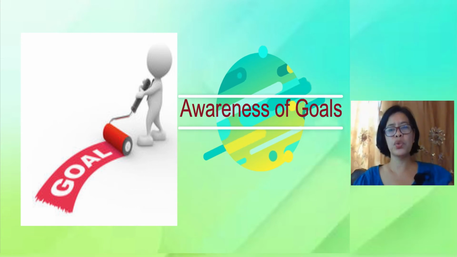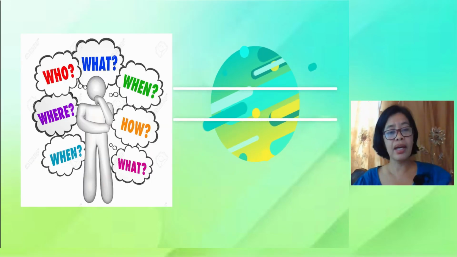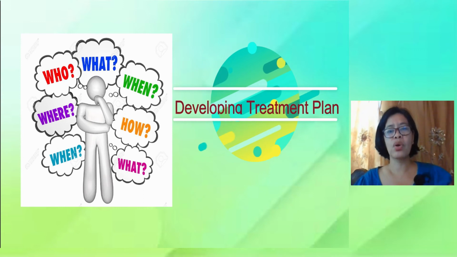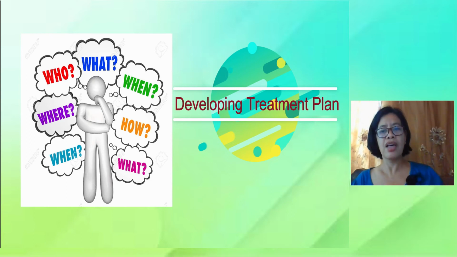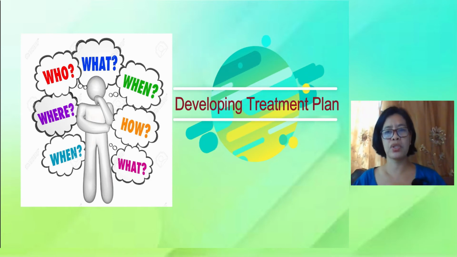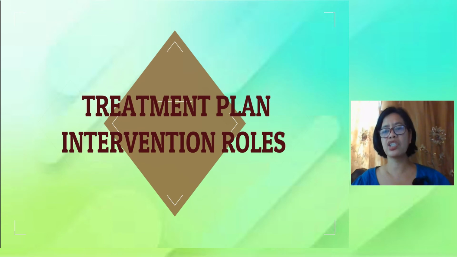And also, we have to develop a treatment plan as to who needs this, what is needed here, when, where, how, and what. So, in developing the treatment plans, there are intervention roles that we have. Once we identify our intervention roles, then we would know what particular treatment we are going to plan and develop.